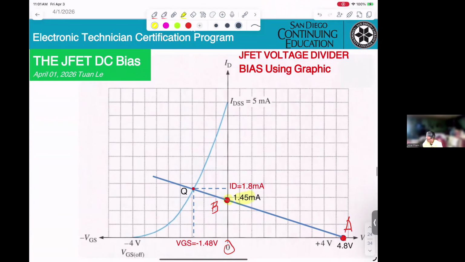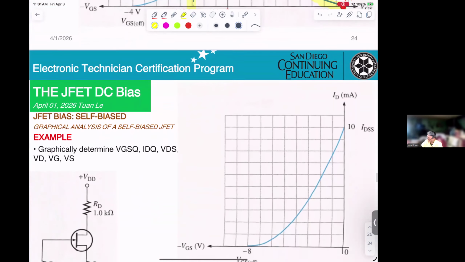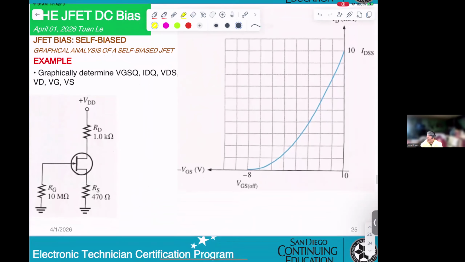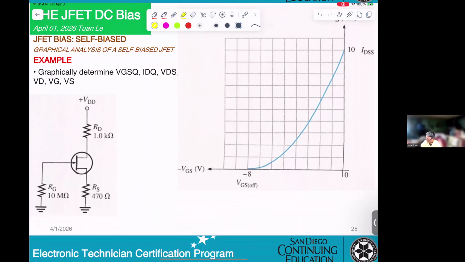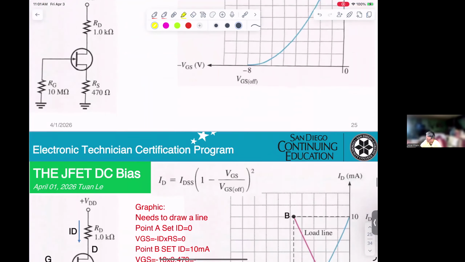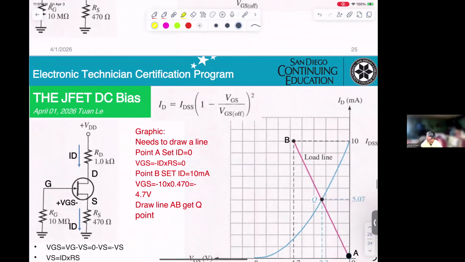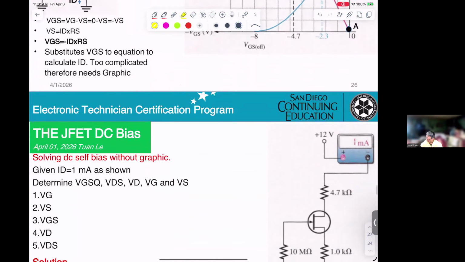And now you get the line. Where it cuts the curve at this point, we call it the Q point. At Q, you read ID going to the right, and VGS going down. And that's just an example to let you try to do. You can try that.